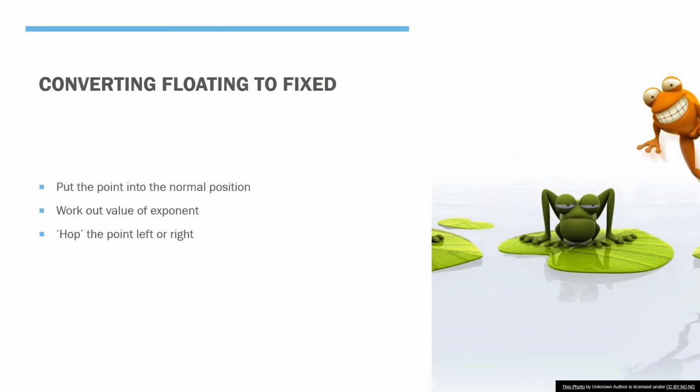If you've got a floating point number and you want to convert it to a fixed point number, a floating point number is made of a mantissa and an exponent. You put the point into its position in the mantissa, that is 1 in from the left. Then you work out the value of the exponent and you hop the point to the left or right that number of places.